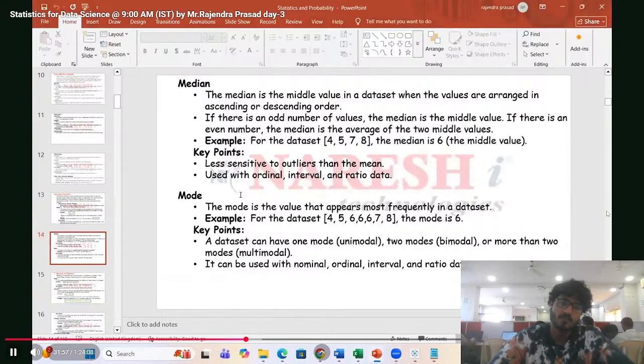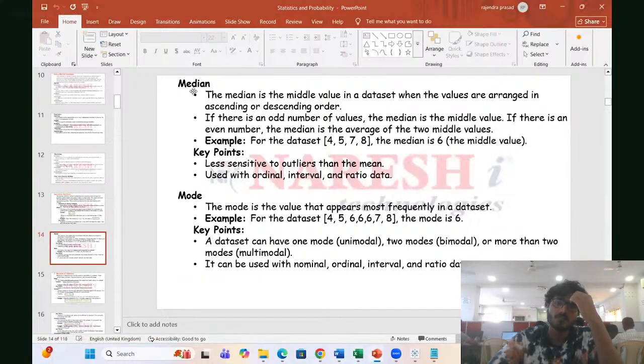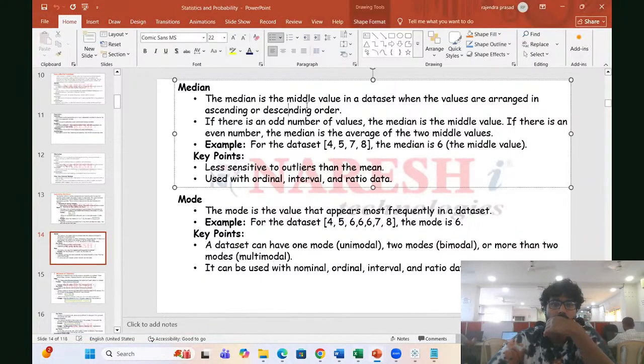If you see outliers, then you have to go by using the median. Okay, let's see what the median is. The median is nothing but a middle value in the data set when the values are arranged in ascending or descending order. First of all, whenever you want to calculate the median, you must organize your data in ascending or descending order. Once you do that, whatever middle value you see will be your median value.